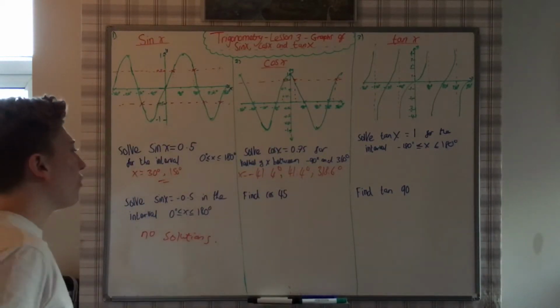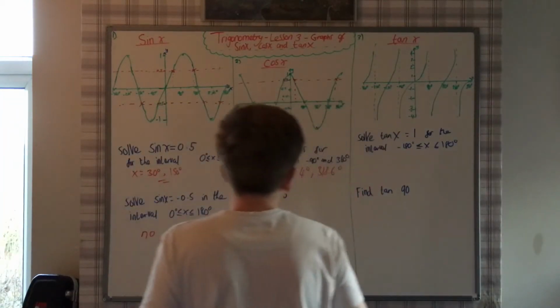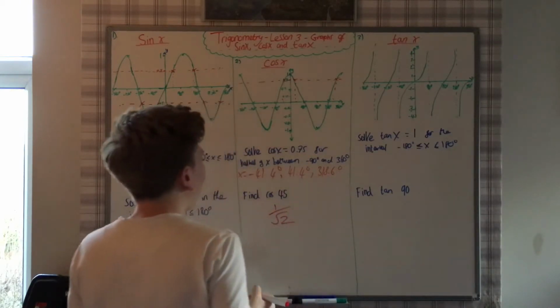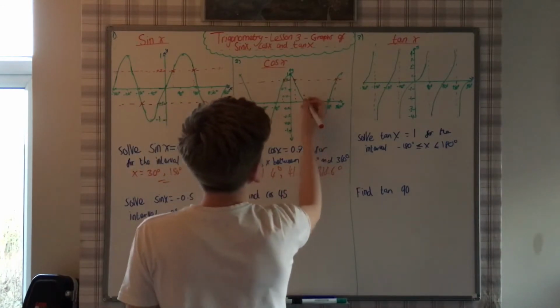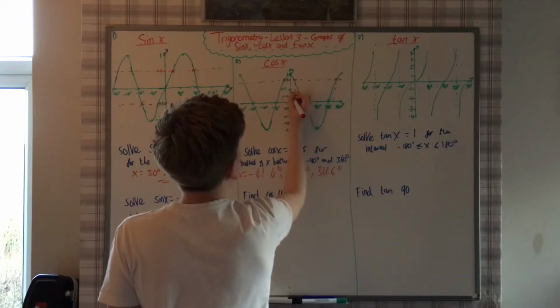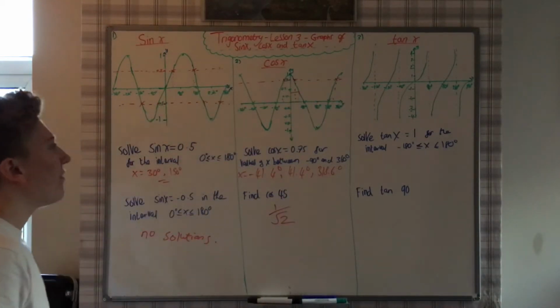Second one, find cos 45. Well, cos 45 again is one we should know. Cos 45 is 1 over root 2. Graphically, the way we'd solve this is we'd look for 45 degrees on the x-axis, which is there, draw a line up to the graph, and then read off the value on the y-axis. In many ways the opposite of what we've been doing before.